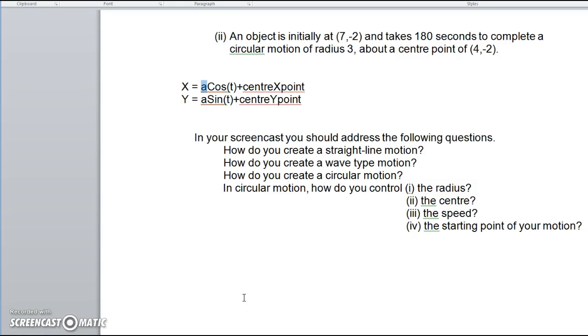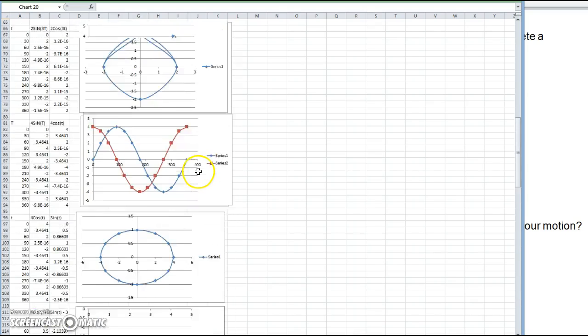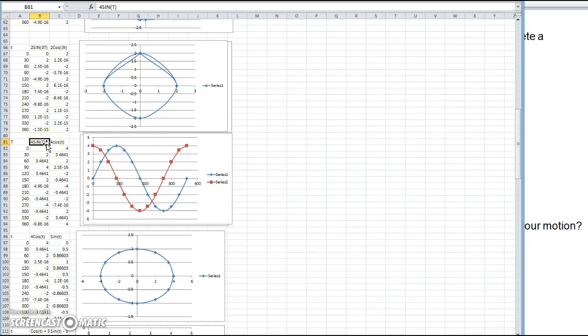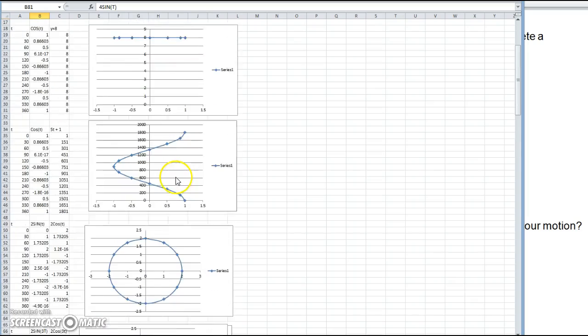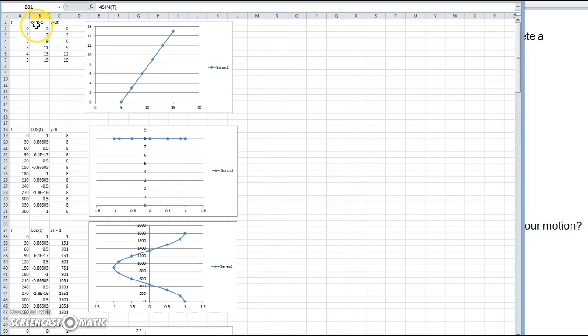Now, to create other types of motion, like straight line motion, we just have to change the value of t. So to create straight line motion, we basically take our x and y and change the t value. To create a wave type motion, we use sine and cosine, and you can see this up here. So we have 4 multiplied by sine t and 4 cosine t, and it creates this wave-like motion here. And straight line motion can be seen here, where we change the value of t throughout the equation.